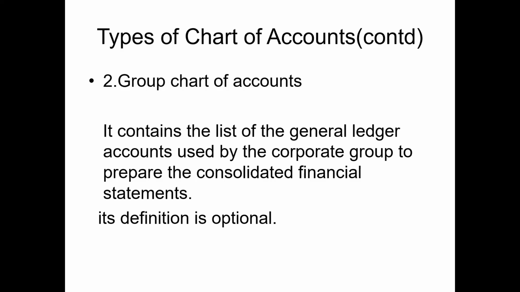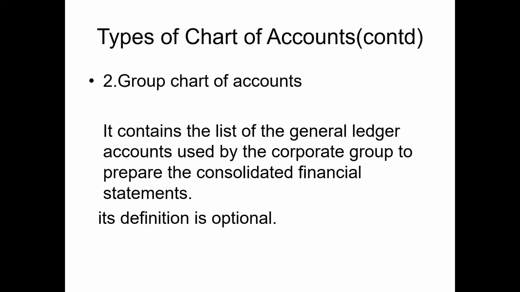So for the group reporting, if I want to consolidate my financial statement for all my company codes, I will be using the group chart of account, which will have a single financial statement, a single profit and loss and balance sheet for all my legal entities, for all my company codes. So that is the use of the group chart of account.